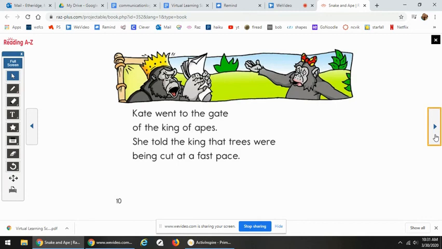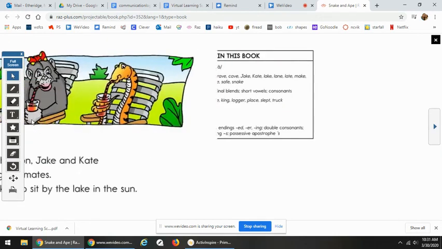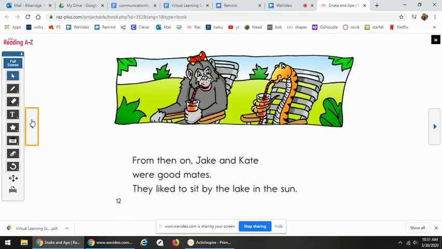All right, and what happened at the end of the story? Their solution was going to see the king of the apes, and then at the very end, the king of the apes made them stop cutting down the trees, right? And they lived happily ever after. They just got to enjoy each other in the jungle. Okay, and I guess the lesson that we learned in the story was not to cut down trees. We need to let the animals have their own habitats.